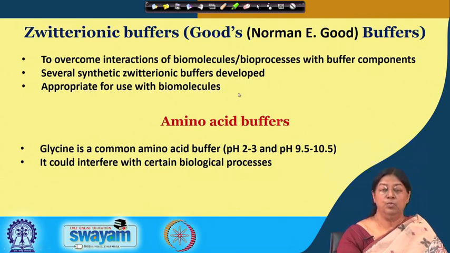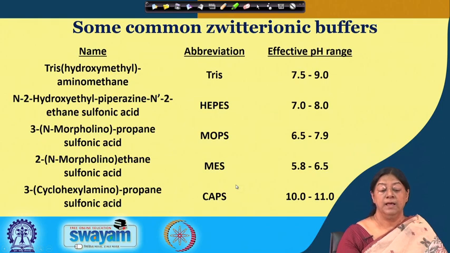For example, when we study the pH or the amino acid amphoteric properties in the next class, we will see how amino acid buffering capacities can also be used. Glycine is a common amino acid buffer, and it has two ranges where it can work: pH 2 to 3 and pH 9.5 to 10.5. However, this can also interfere with certain biological processes.